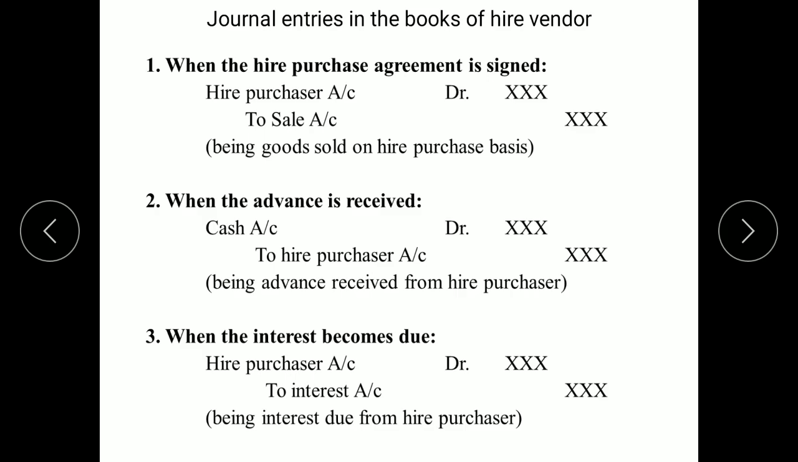Next one, when the advance is received. After making the agreement, the hire purchaser will make the payment of advance to the vendor. So the journal entry will be cash account debit to hire purchaser account with the amount of advance received. Next one, when the interest becomes due, that is at the end of the year when the interest is due, the journal entry will be hire purchaser account debit to interest account with the amount of current year's interest.